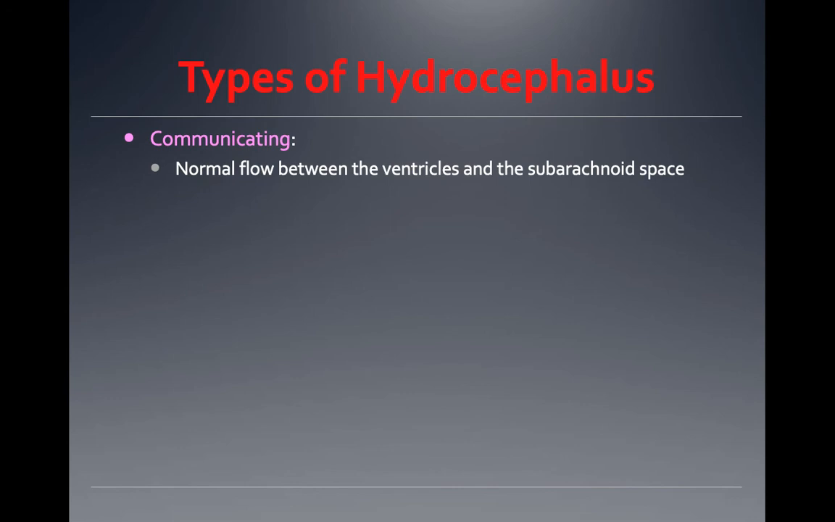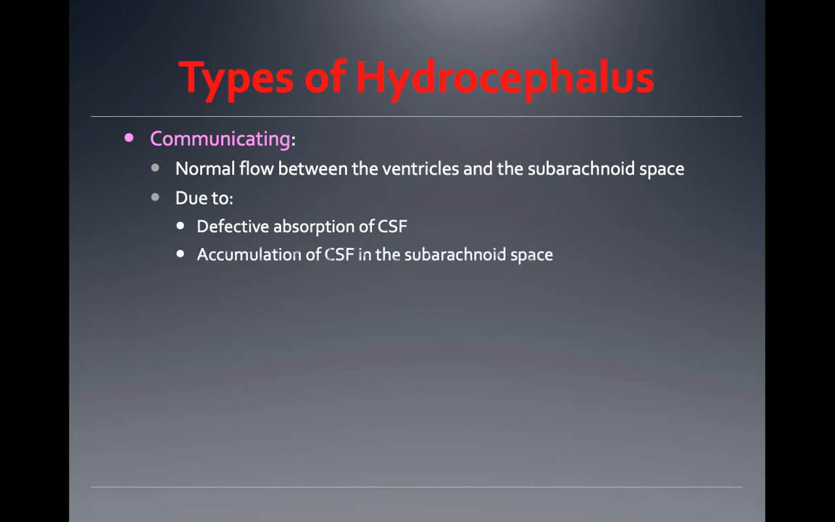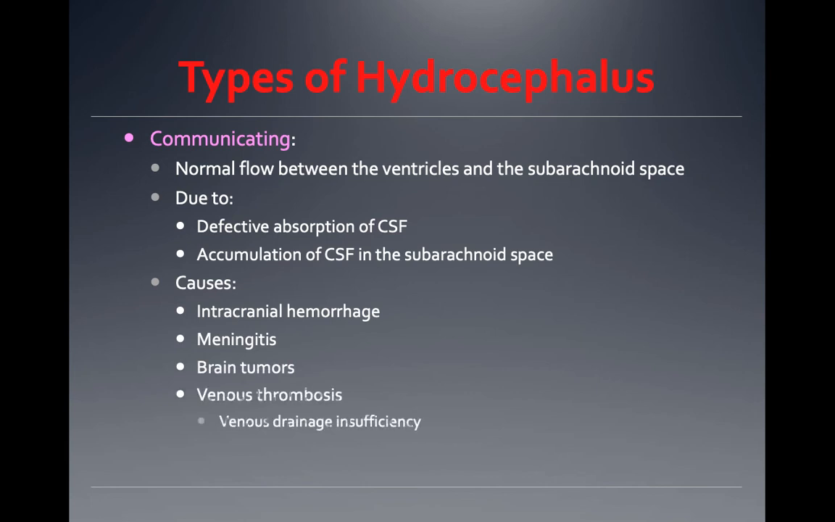Communicating hydrocephalus, there's normal flow between the ventricles and the subarachnoid space, but this is due to defective absorption of the cerebrospinal fluid. And so you get an accumulation in that subarachnoid space. Now the subarachnoid space is under the arachnoid. So this is going to be cerebrospinal fluid between the brain and the arachnoid. And the cause is typically from a couple of different things. One could be intracranial hemorrhage, meningitis, and even brain tumors. Then you could have a venous thrombosis, which means that the drainage is insufficient.